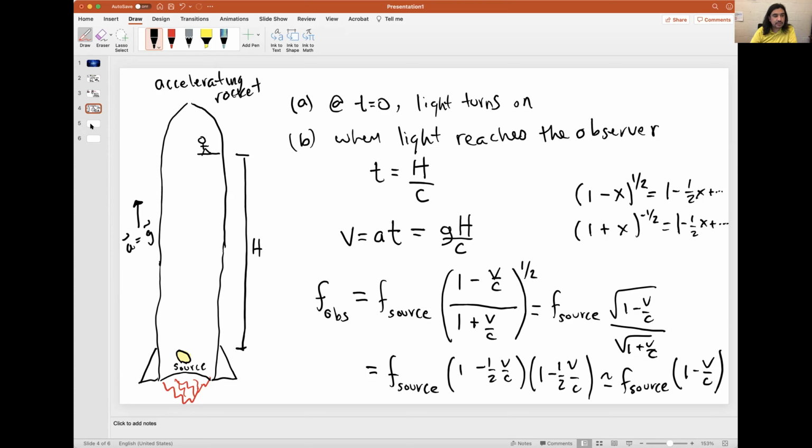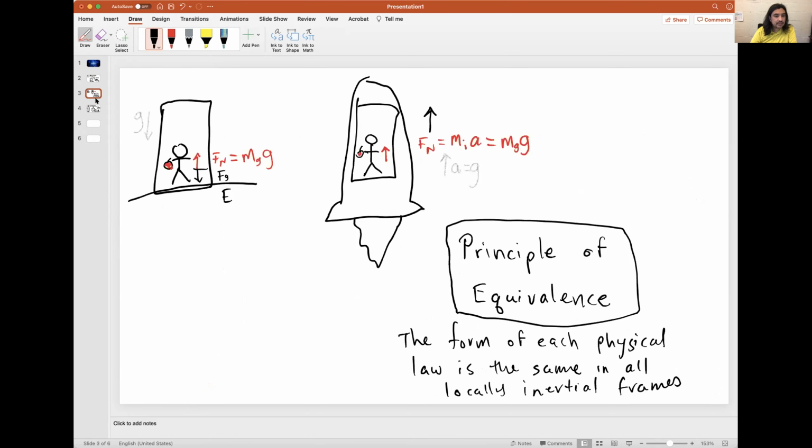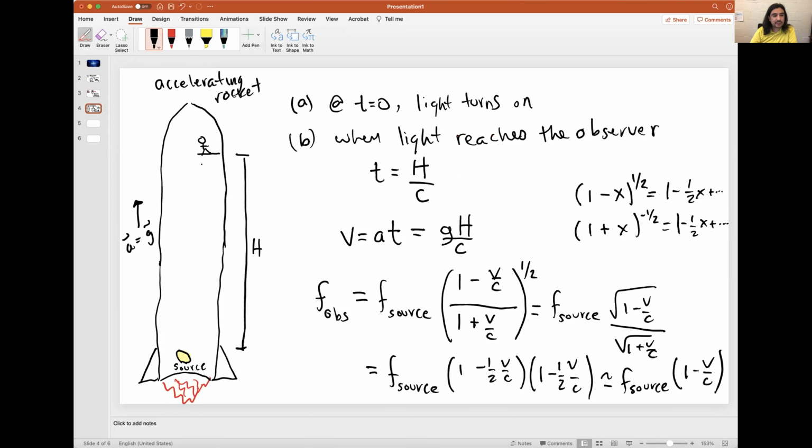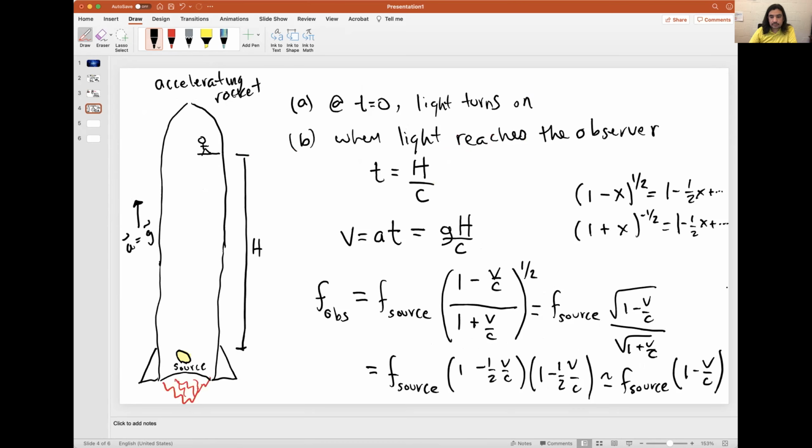All right, so let me do the last thing I wanted to do. Going back to the principle of equivalence that we have talked about, right? Here, there's a person in a rocket, there's light, and there's a frequency shift because of the rocket. Yes, go ahead. Why is 1 minus half v over c squared proportional to 1 minus v over c?